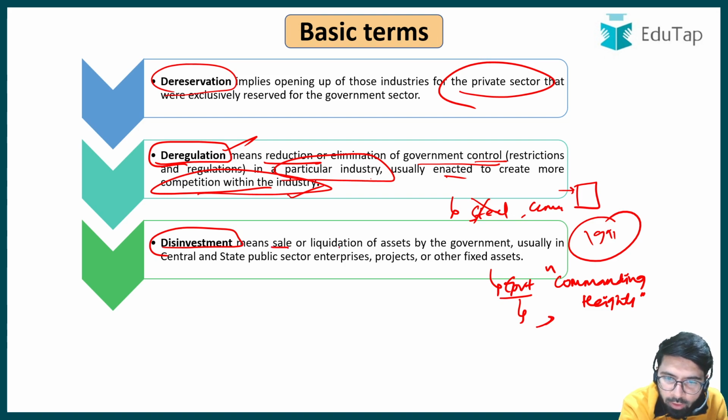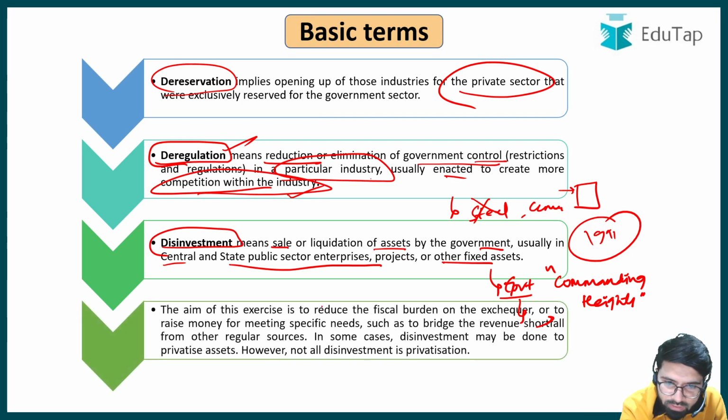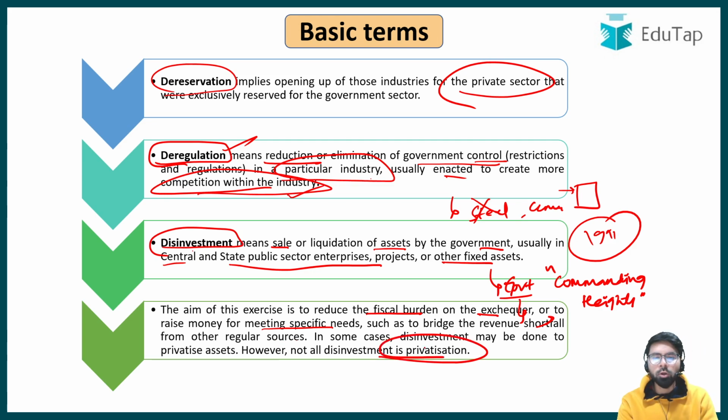It means sale or liquidation of assets by the government, usually in the central and the state public sector or other fixed assets. We will be talking about this in detail in the upcoming slide. Just wanted to familiarize you with this term, disinvestment. So the aim of this exercise is to reduce the fiscal burden on the exchequer, or to raise money for meeting specific needs, such as to bridge the revenue shortfall from other regular sources. So disinvestment is different from privatization. We will be talking in detail and we'll look at the difference.